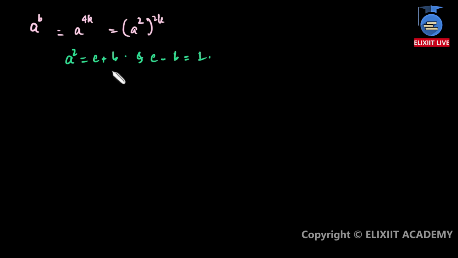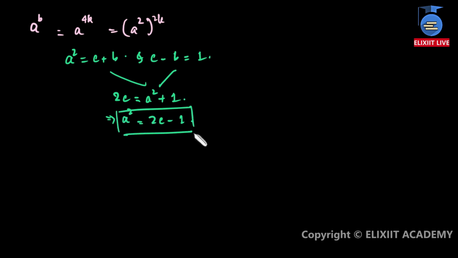What we do is let's add these two equations and see what we can get. If you add these two, b cancels out definitely, and we get 2c is equal to a square plus 1, which means that a square is 2c minus 1. So let's put this value of a square as 2c minus 1 over here.